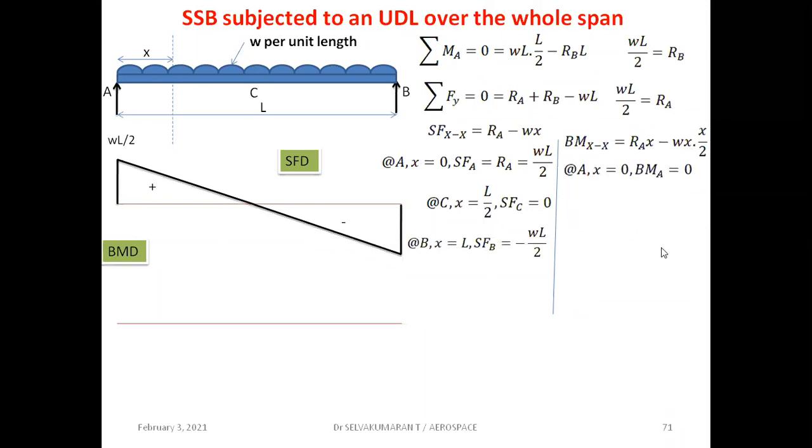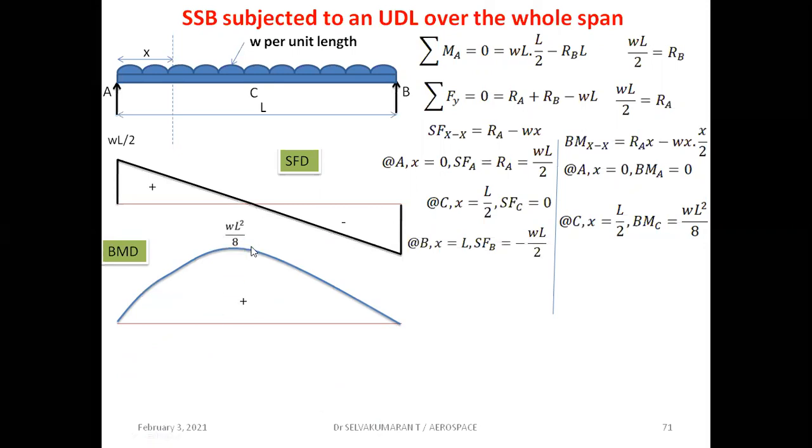At A, X is 0, substitute here, so bending moment at A is 0. Then at C, X is equal to L by 2, bending moment at C is WL square by 8, which is the maximum bending moment for a simply supported beam subjected to UDL over the whole span. Sometimes it's called over the entire span, or entire length. Here it is 0, and this is the maximum value, WL square by 8. So the nature of the bending moment diagram is a parabola for UDL. It is connected from 0 here, going up to the maximum WL square by 8, then dropping at B to 0. So it's a parabola.